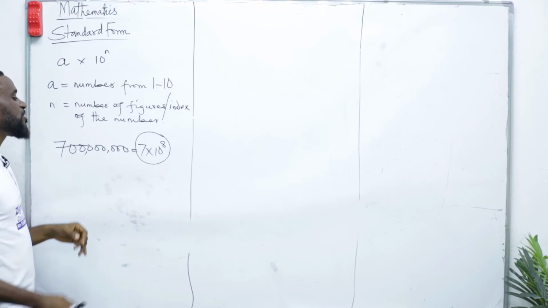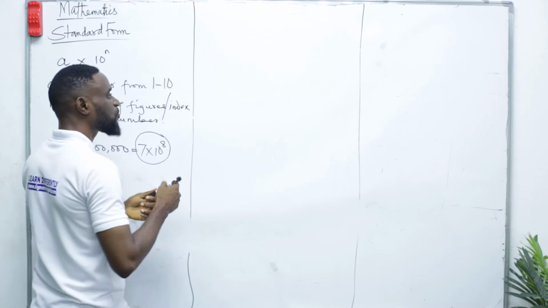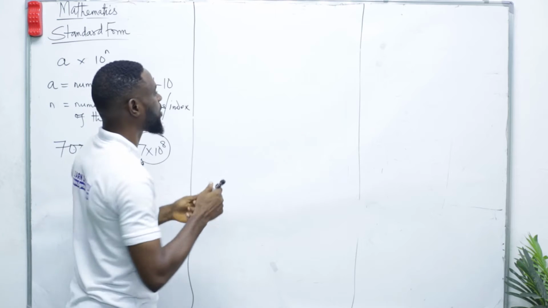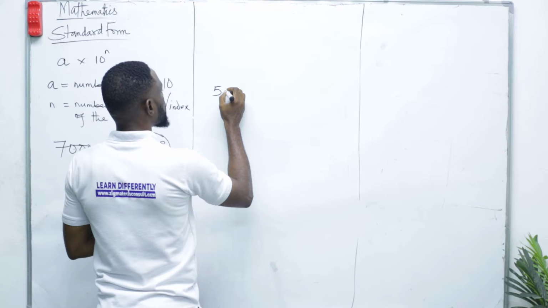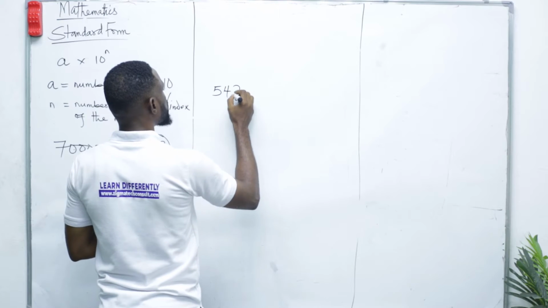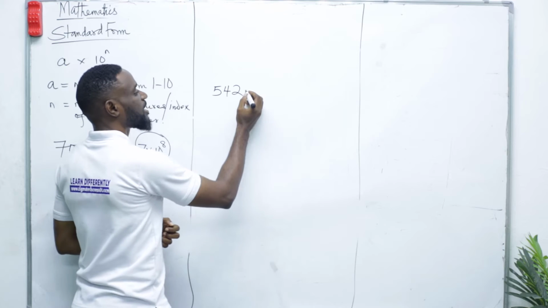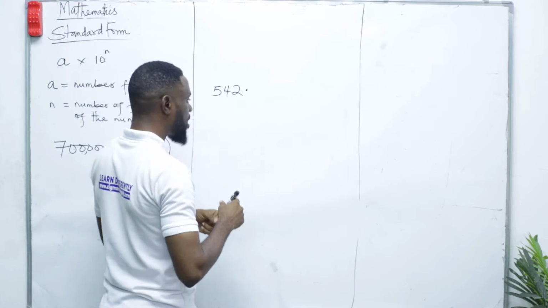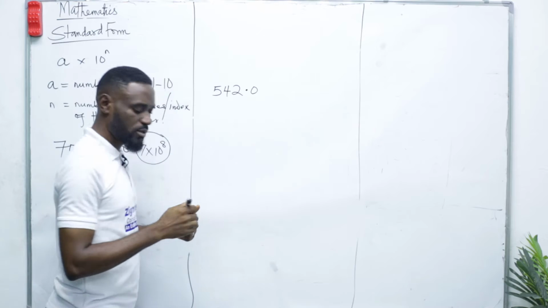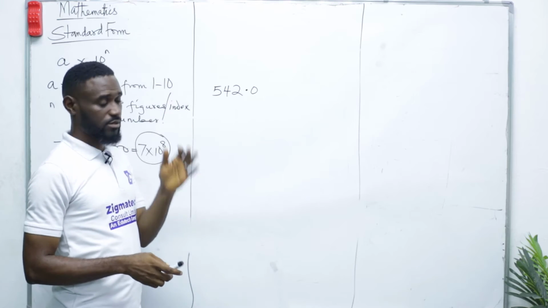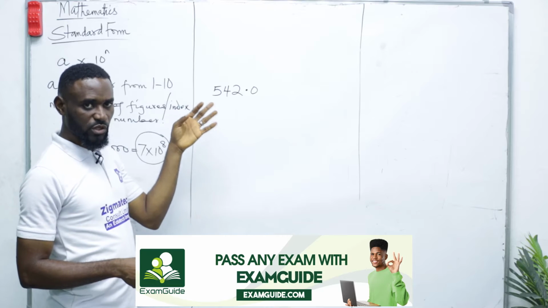Number one: all real numbers, for example 542, have an invisible decimal point at the end of it. So this is 542.0. That is what it means. This kind of number can be converted to standard form.